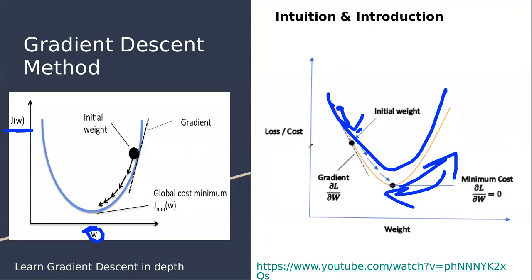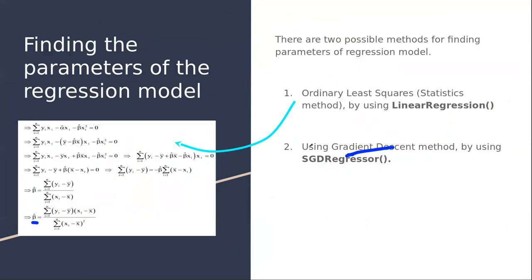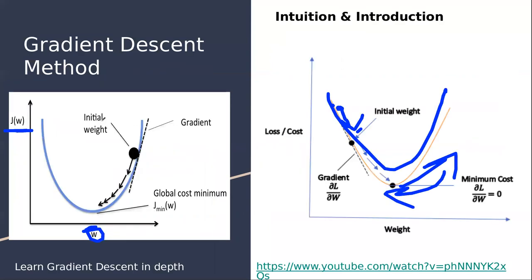Hope this is clear. Gradient descent. So, things you need to keep in mind: if you're asked to find a regression line by hand, you won't be using the gradient descent method. You'll be using the statistical method. If you're using sklearn.linear_model.LinearRegression, then you're using the statistical method, the OLS method. However, if you're using sklearn.linear_model.SGDRegressor, then behind the scenes you're using the gradient descent algorithm.